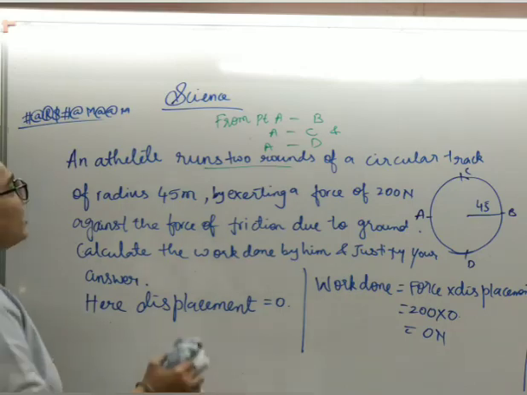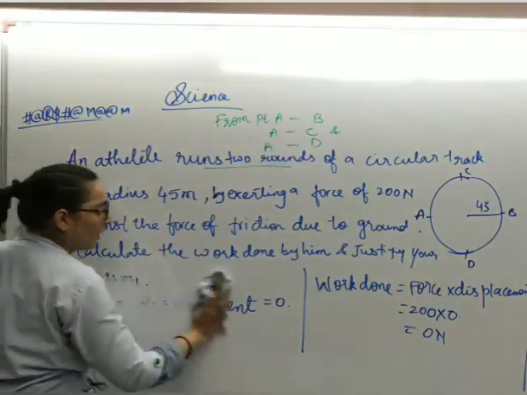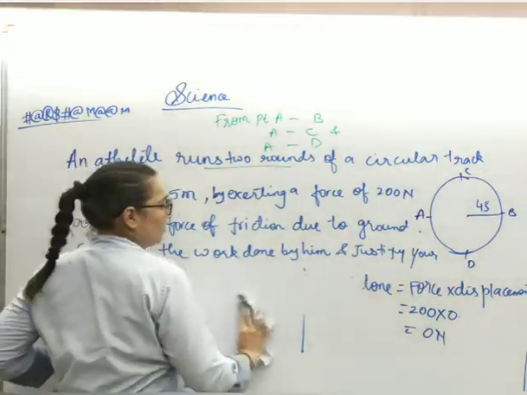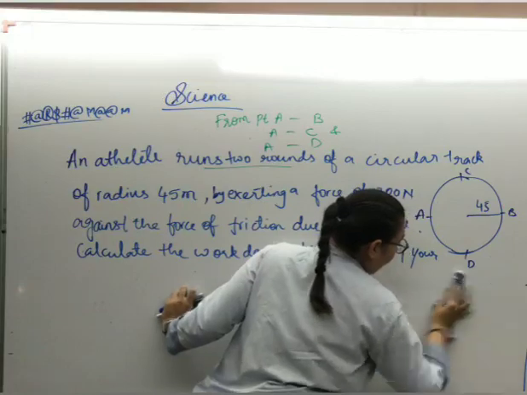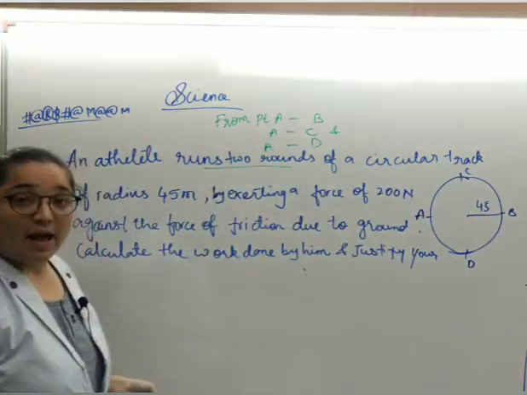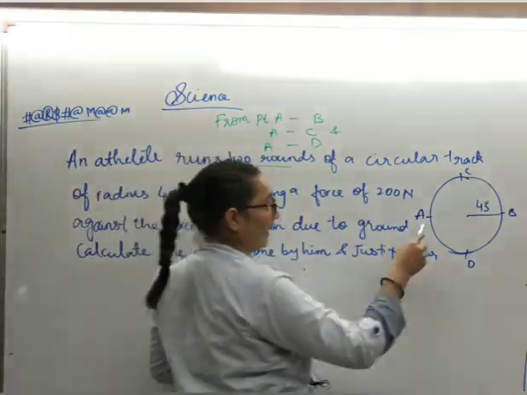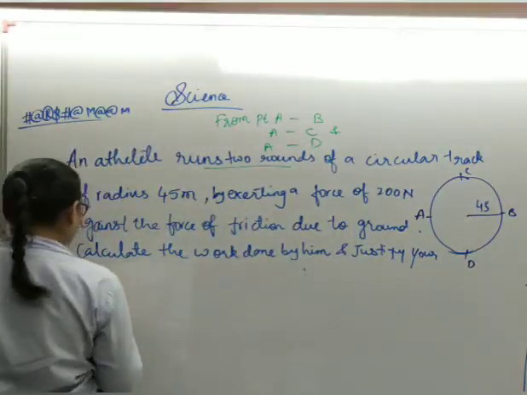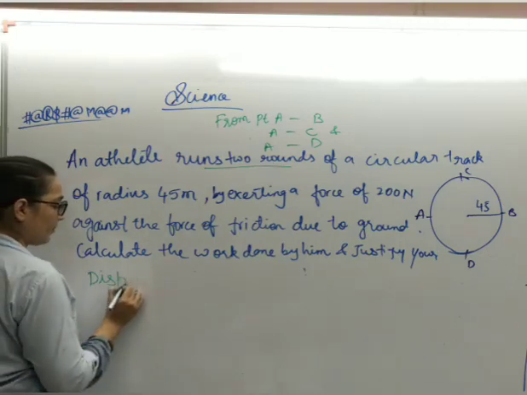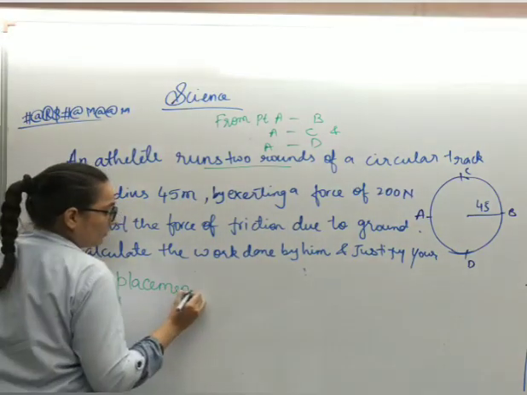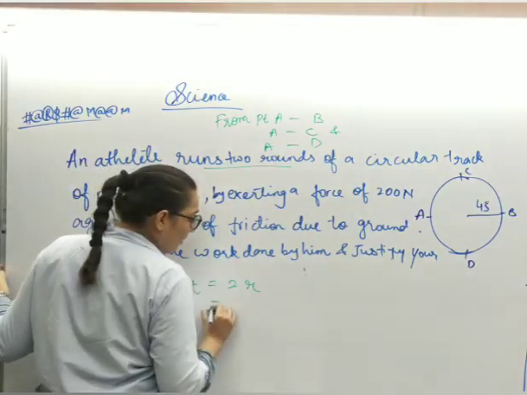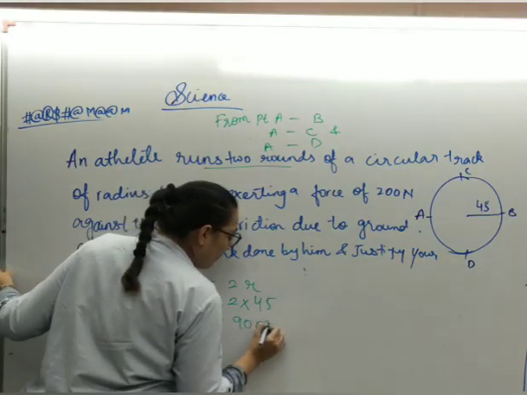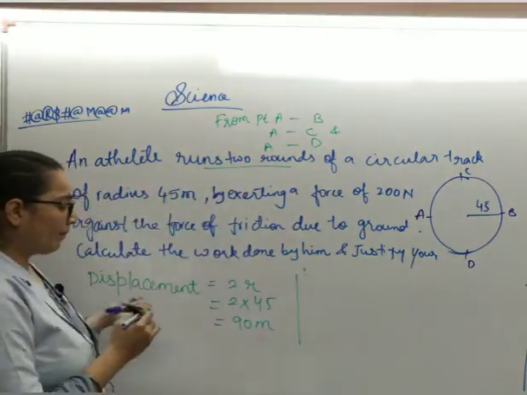Now from point A to B I am considering. Which point? Point A to B. When the object is going from point A to point B, what will be the displacement? Displacement will be 2r. Which is 2 into what is the radius? 45. So, the displacement is 90 meter.